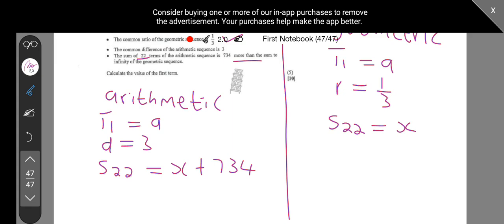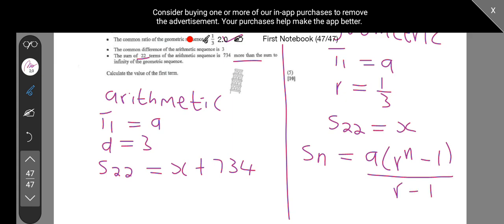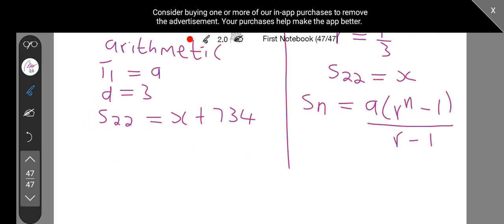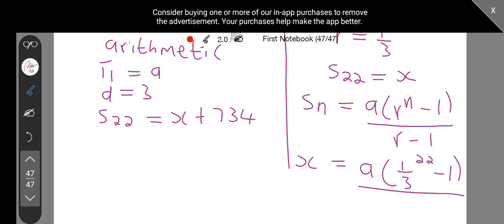So we can say that for a geometric, Sn is equal to a multiplied by r to the power of n minus 1, divided by r minus 1. Okay, I hope that is clear. So what is the sum of the 22 terms? That is equal to x, and we can say that a is equal to a. No problem there. The ratio is 1 over 3, and we said the sum is to 22 terms, so it's to the power of 22 minus 1, divided by 1 over 3 minus 1.